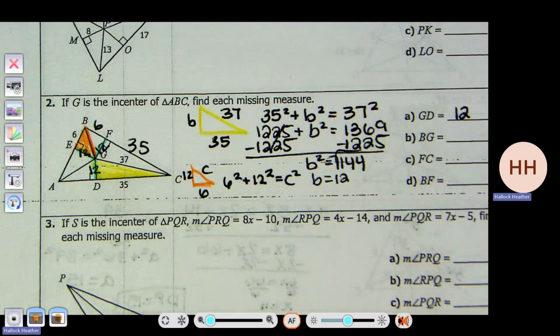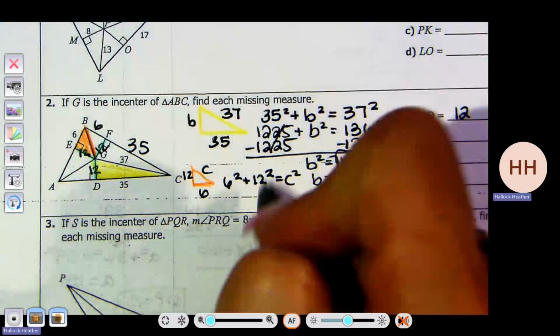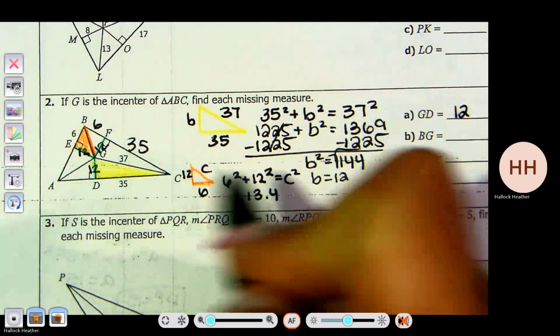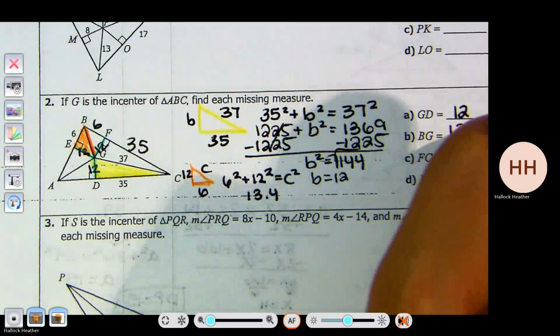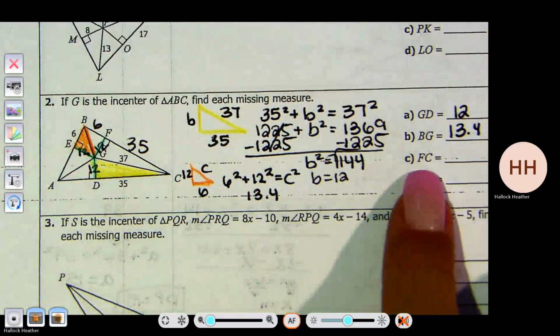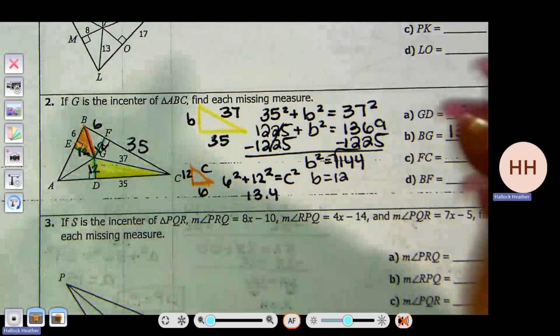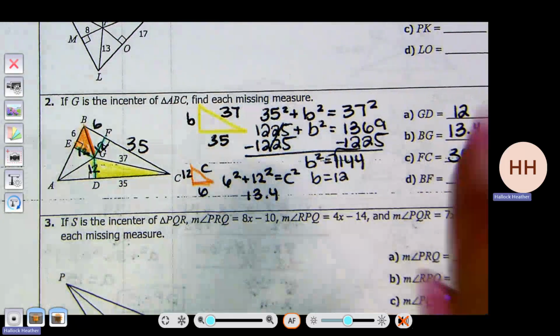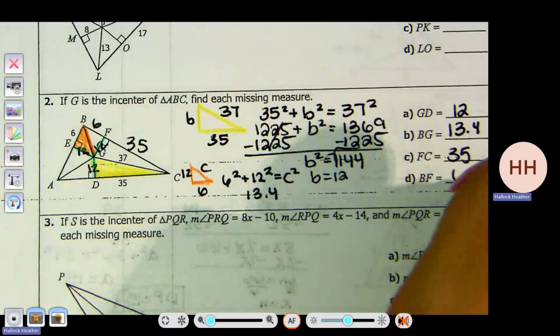Does anybody know what we get? 13.4. And then what's FC? That one's easy, 35. And then BF, 6.